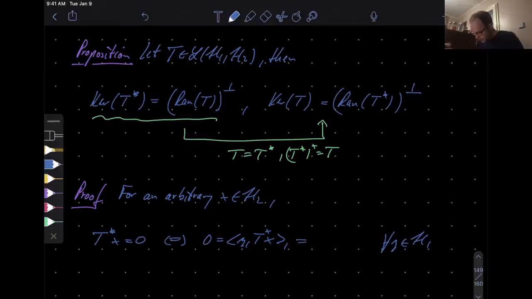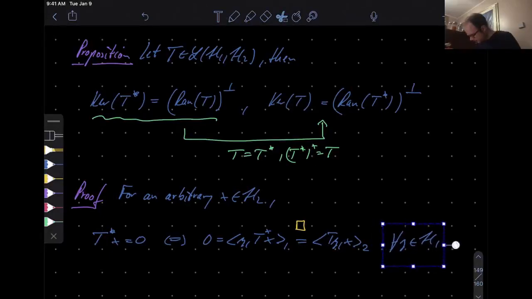Okay, and now here you just use again, well, soon I will be stopping indicating that yellow box. So this is just the inner product of t y and x in the second space, right? So what you have here is that t star x equals 0 if and only if the inner product of t y and x equals 0 for any y in H1. Let's move this a little bit to the right.